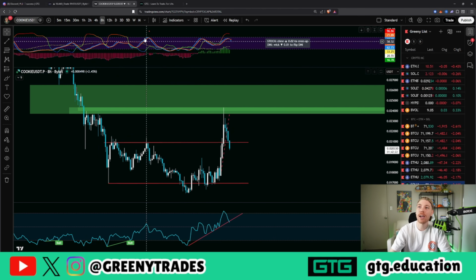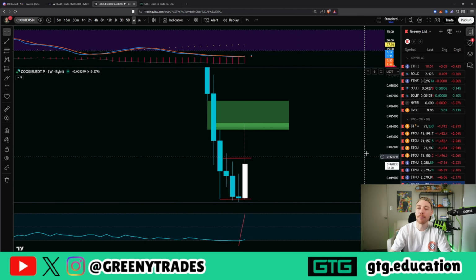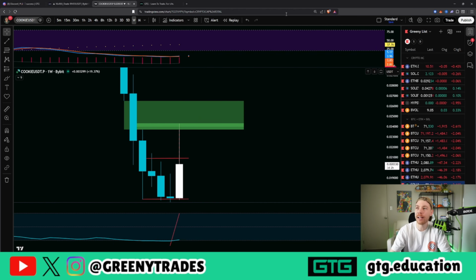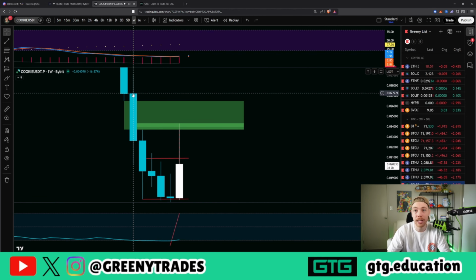So what I looked at here was I zoomed out. Okay, so I looked at high time frame levels, okay? Ignoring all of my trending indicators, ignoring RSI, I just look purely at price for step number one.